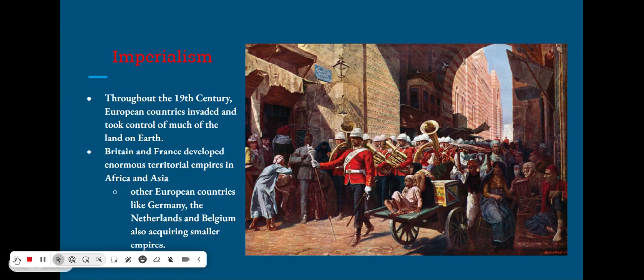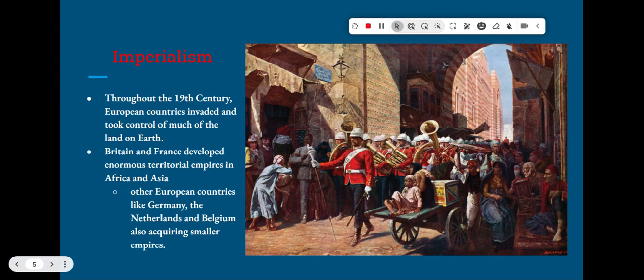Throughout the 19th century, European countries would invade and take control of most of the landmass on Earth. The two largest countries that are going to do this are going to be Britain and France, and they're going to develop enormous territorial empires throughout the continents of Africa and Asia. Other European countries like Germany and the Netherlands and Belgium will also get involved with this, acquiring smaller empires.